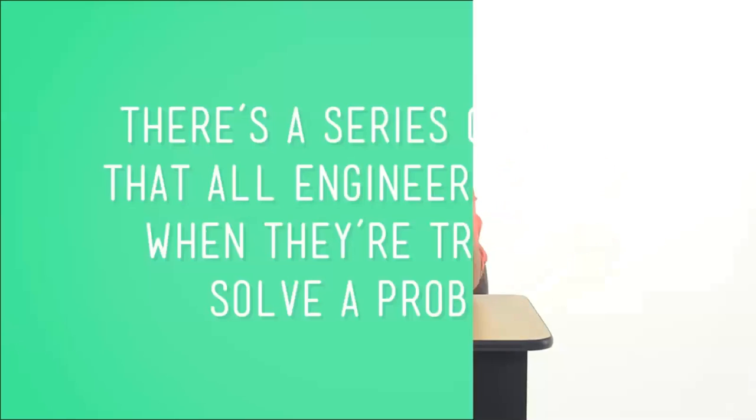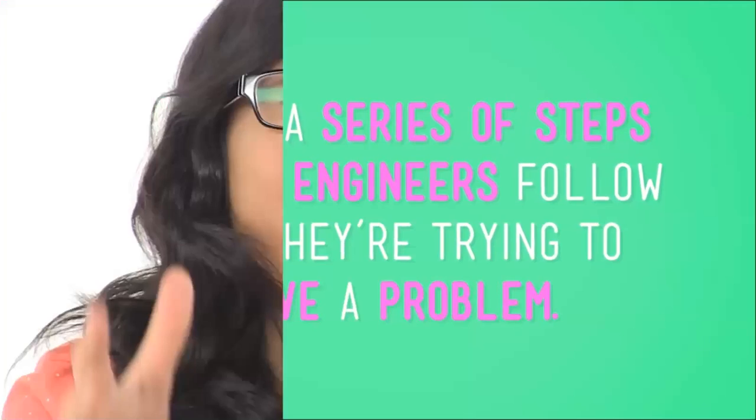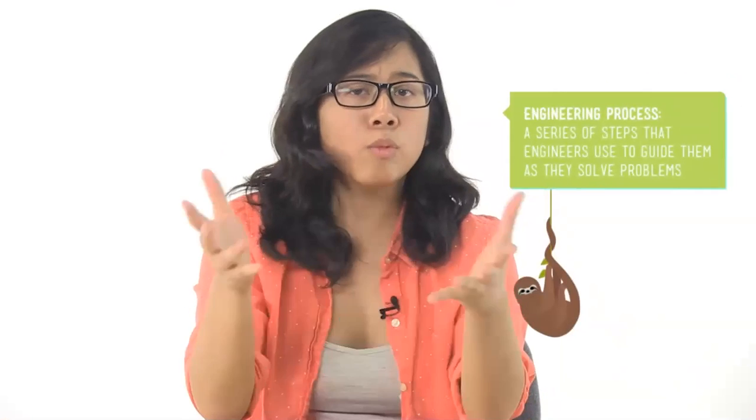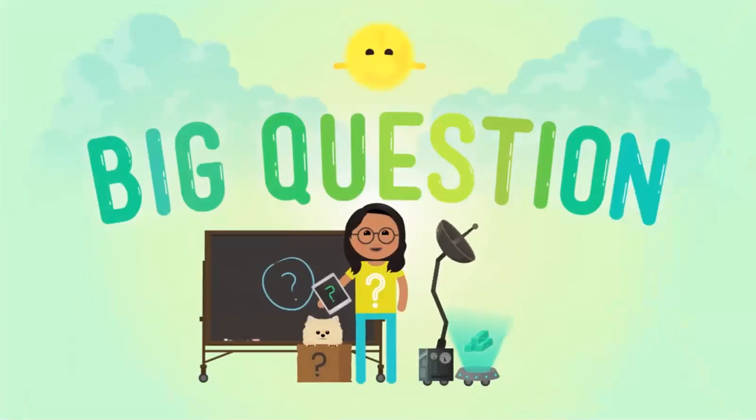No matter what type of engineer you want to be, though, civil, mechanical, electrical, or a kind that doesn't even exist yet, there's a series of steps that all engineers follow when they're trying to solve a problem. This process is called, wait for it, the engineering process. Makes sense to me. So what sort of steps are included in the engineering process? And why do we need it? Let's go through it step by step and discover how awesome things are made.